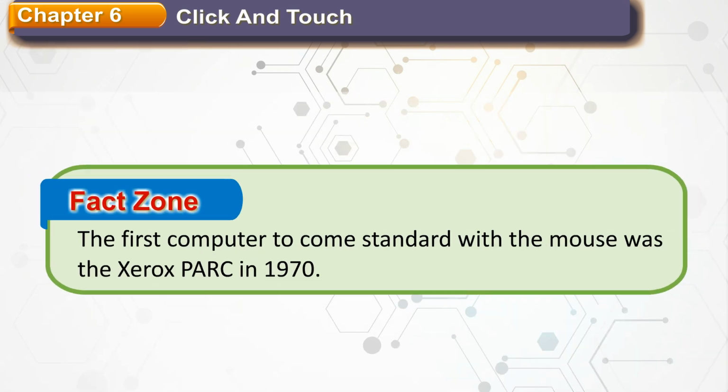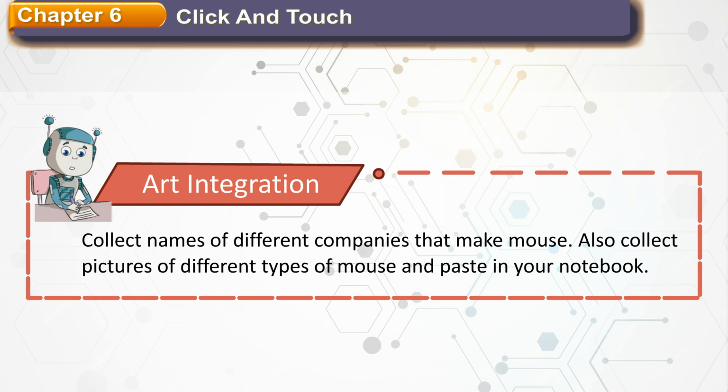Fact zone. The first computer to come standard with the mouse was the Xerox PARC in 1970. Art integration. Collect names of different companies that make mouse. Also collect pictures of different types of mouse and paste them in your notebook.